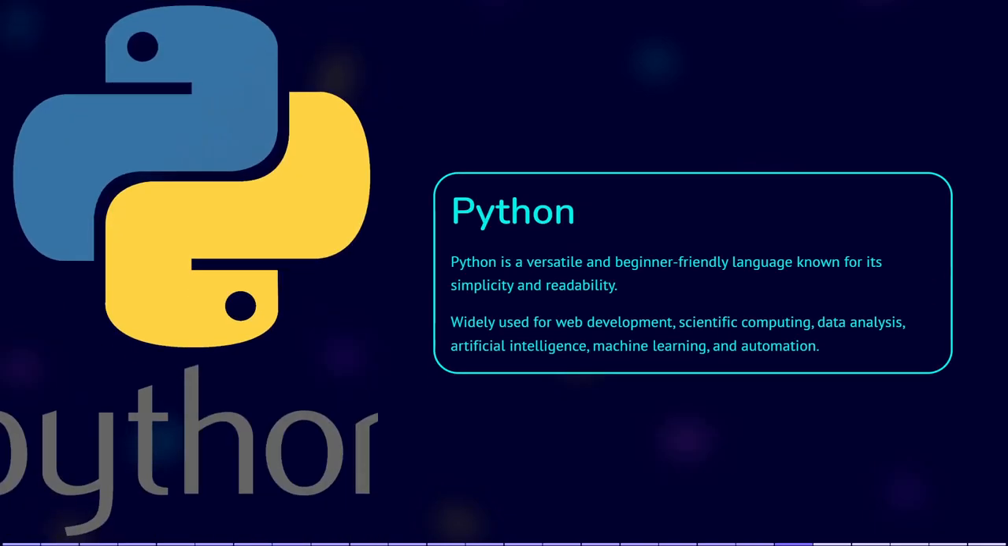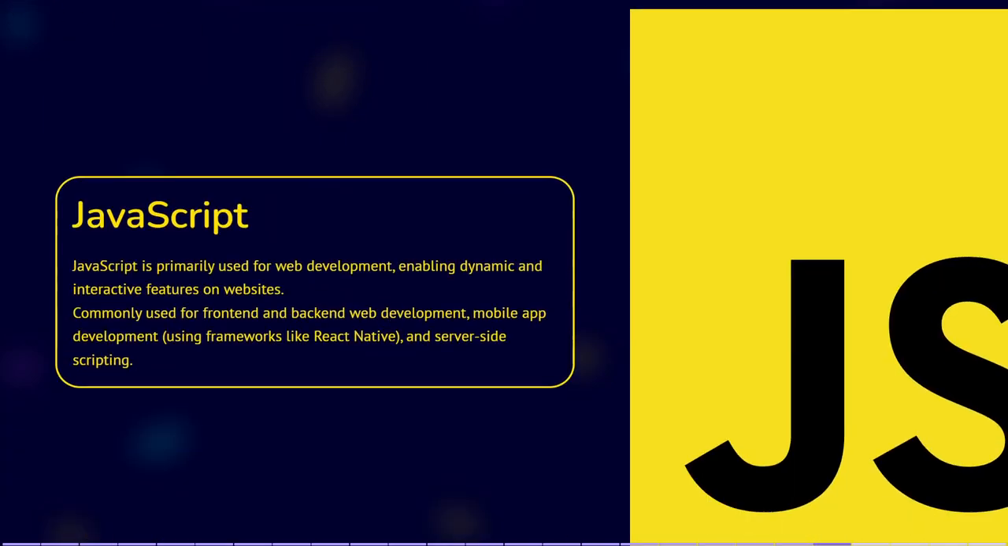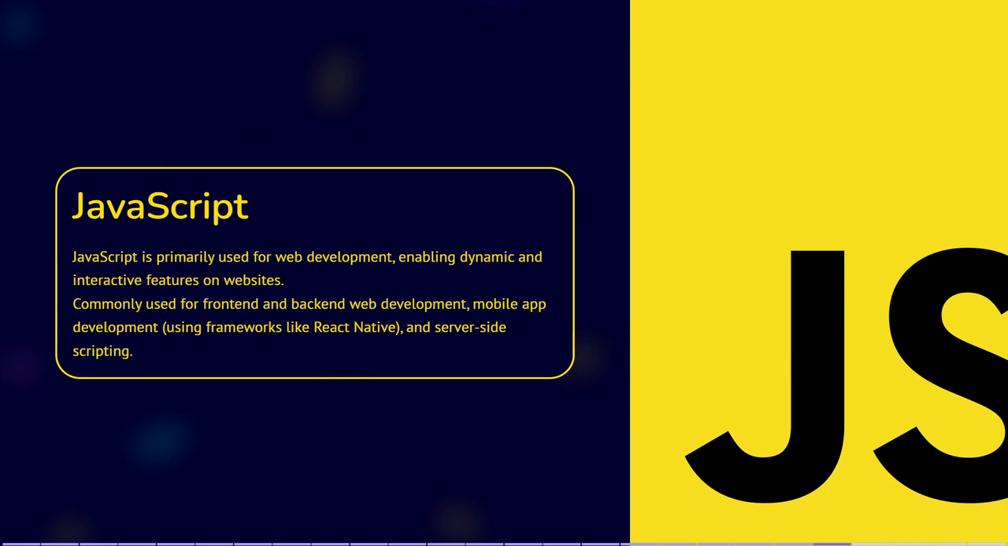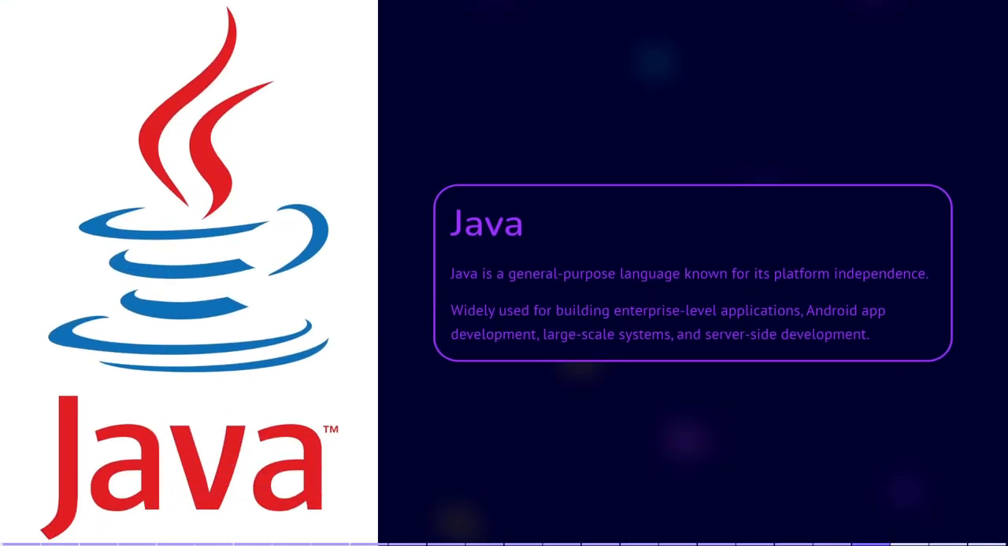Python is a versatile and beginner-friendly language known for its simplicity and readability. It is widely used for web development, scientific computing, data analysis, artificial intelligence, machine learning, and automation. JavaScript is primarily used for web development, enabling dynamic and interactive features on websites. It is also commonly used for front-end and back-end of web development, mobile app development using frameworks like React Native, and server-side scripting. Java is a general-purpose language known for its platform independence. It is widely used for building enterprise-level applications, Android app development, large-scale systems, and server-side development.